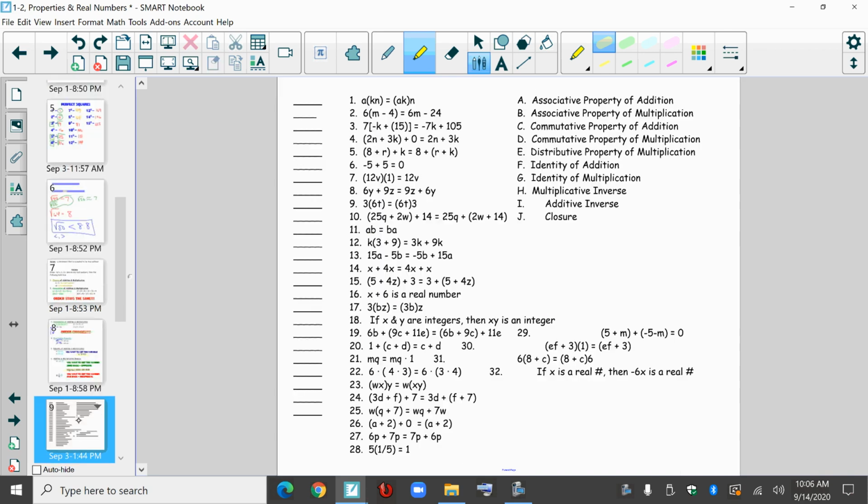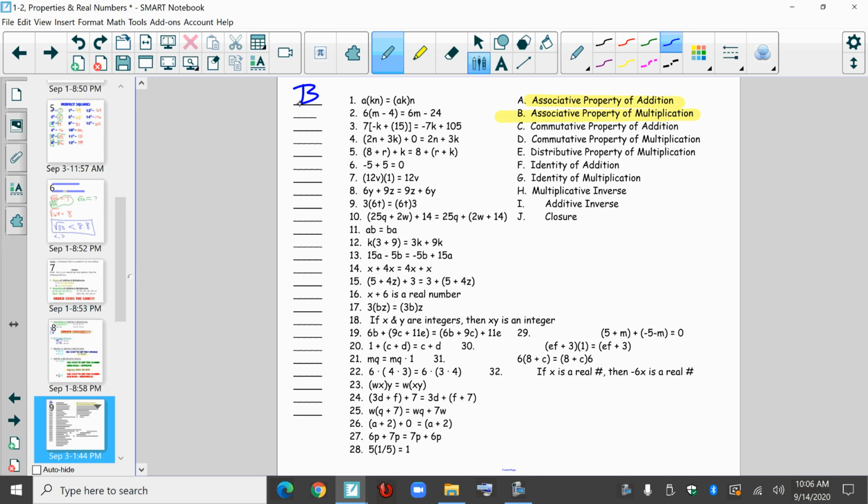This is tonight's worksheet. If we do number 1, AKN equals AKN. Did my order stay the same? It did, so therefore it's one of these. How do I know which one it is? Well, how are they attached? Are they attached by addition or multiplication? They're attached by multiplication, so therefore it's going to be B, associative property of multiplication.